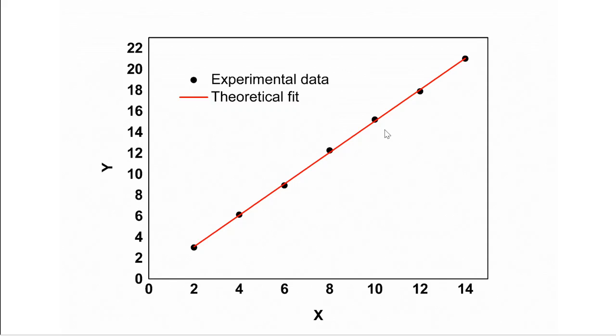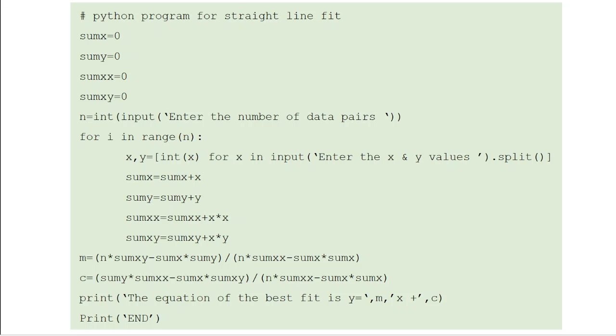The next question, how do you do this straight line fitting using the Python programming platform? So once again, remember what information we require. We need the x and y values, that's our input. Then you need to calculate sum of x, sum of y, sum of x square, sum of xy. Once you have these, and also the number of data points, you straight away substitute it in the equation. Okay.